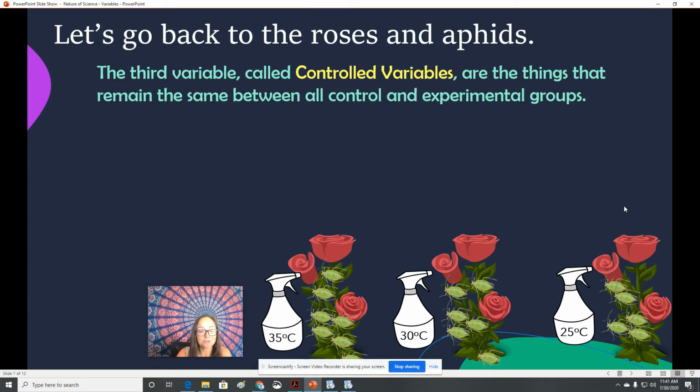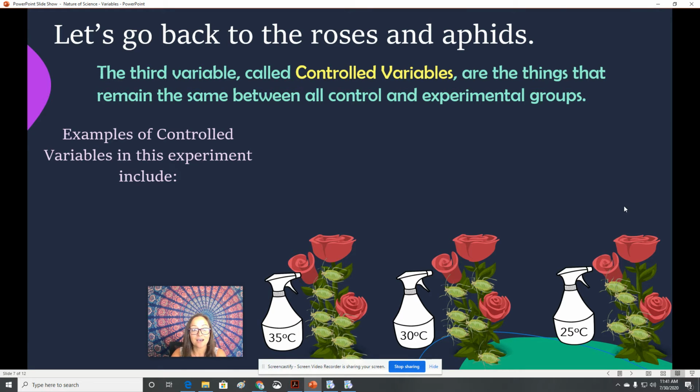Okay, so here, let's go ahead and look at our third variable, the controlled variables. Not to be confused later with control groups. But anyway, controlled variables are the things that remain the same between all control and experimental groups. So here we have 3 different groups at 3 different temperatures, but we kept, as much as we could, the same, right? So here, examples in this experiment of controlled variables include the number of aphids.